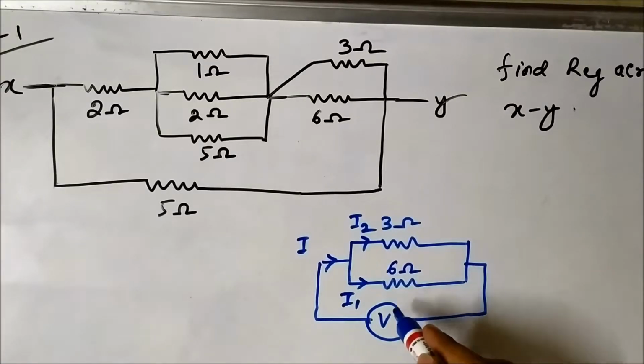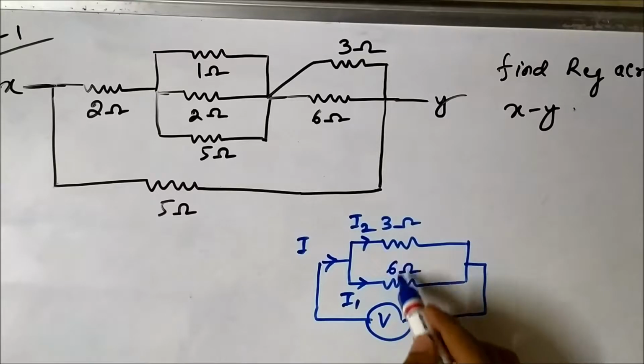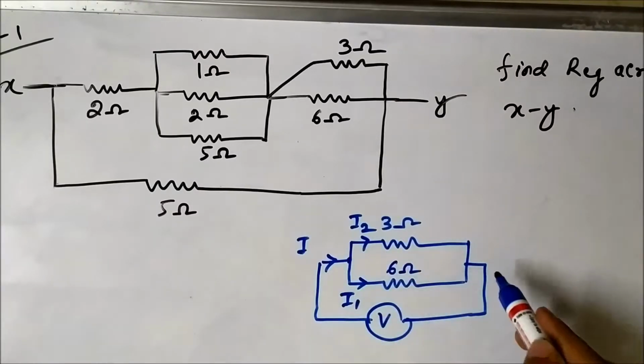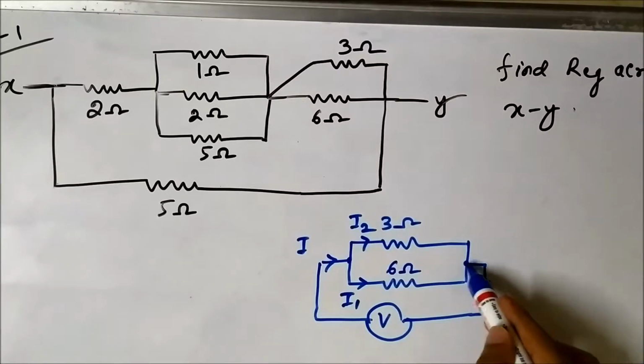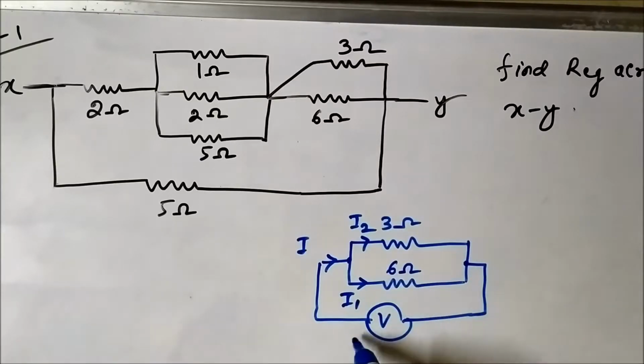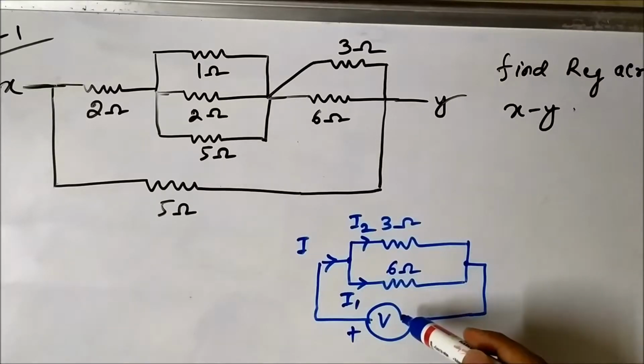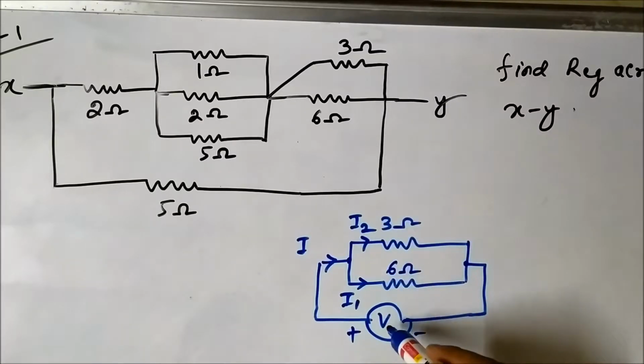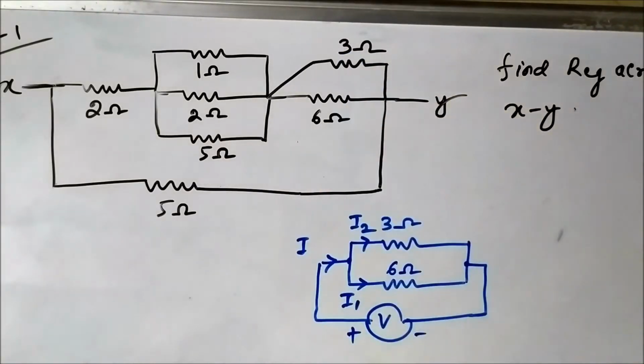Now if you see, these two resistors have their left ends connected at this point and the right ends connected at this common point, and both these points are connected across the voltage source. So it means that they are connected in parallel, and the voltage across both the 3 ohm and 6 ohm will be V. So the 3 ohm and 6 ohm resistances are connected in parallel.